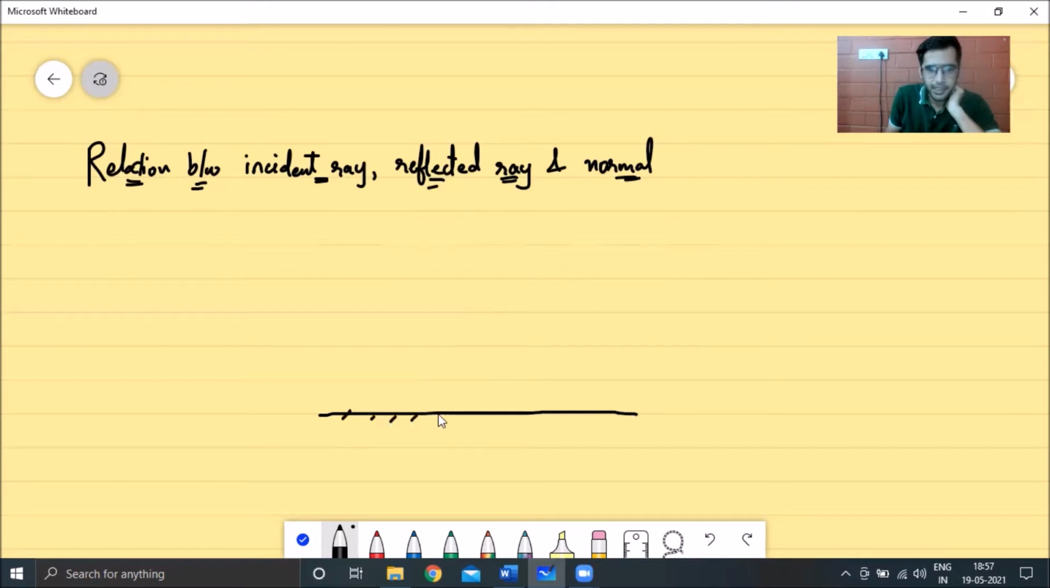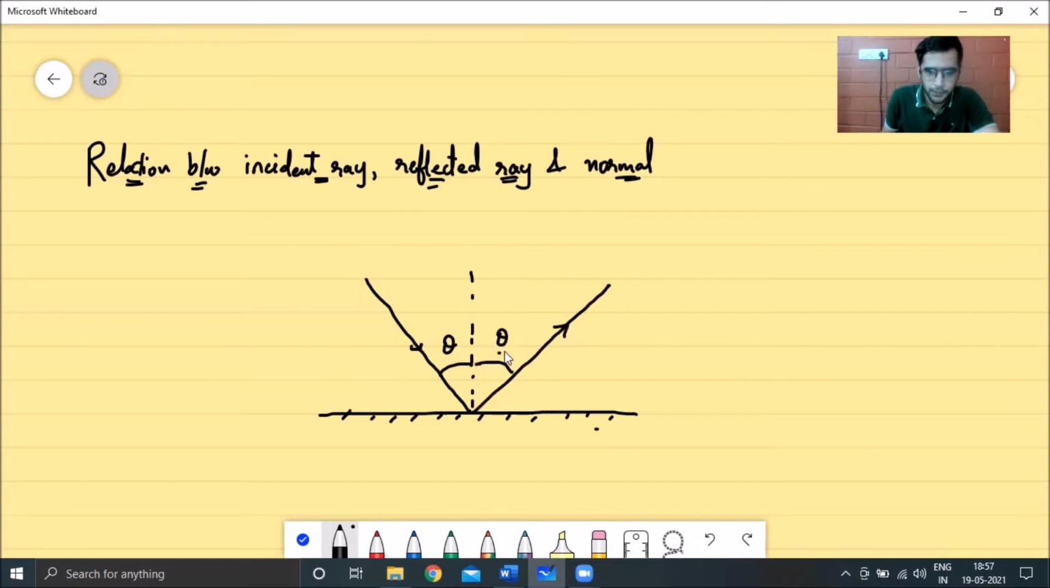So let's say we have an incident ray incident on a surface, and let's draw the normal over here. Let us assume that the angle which this incident ray makes with the normal is theta. From our laws of reflection, we are familiar that the reflected ray will also make the same angle theta with the normal.